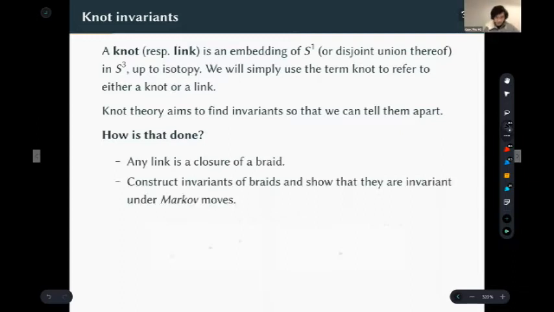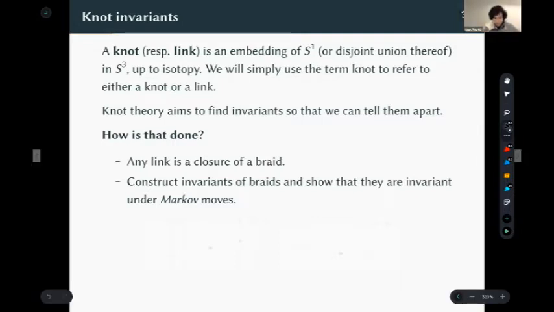And then we construct invariants of braids and show that they are invariant under certain Markov moves. Obviously, a knot can be represented as a closure of a braid, but there may be multiple ways to represent such a knot. And the second step is to show that the invariant doesn't depend on such a presentation.